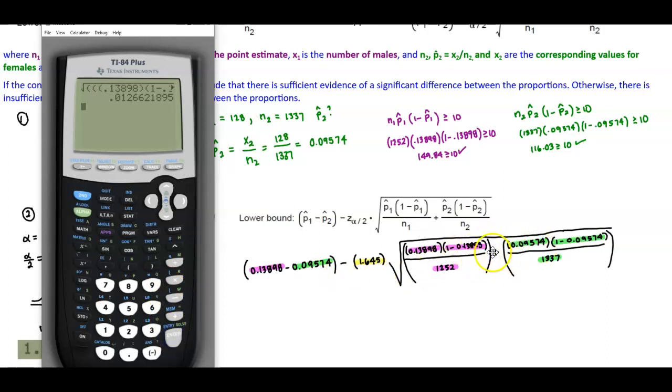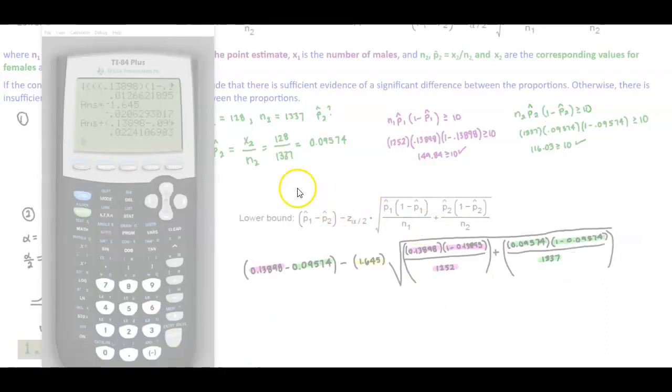So that's what we get for this part. Now we're going to multiply it by negative 1.645. Okay, now we've multiplied it by negative 1.645, and now we're going to add that to this. So we add, in parentheses, 0.13898 minus 0.09574, close the parentheses. And therefore, there is our value for our lower bound.